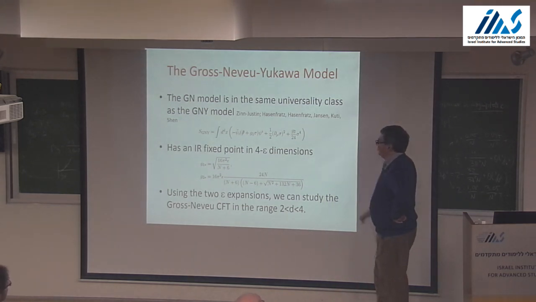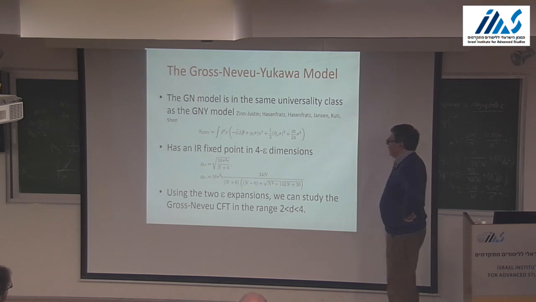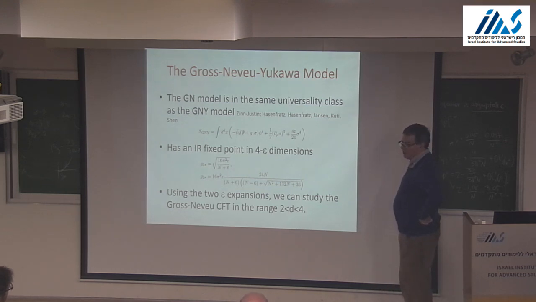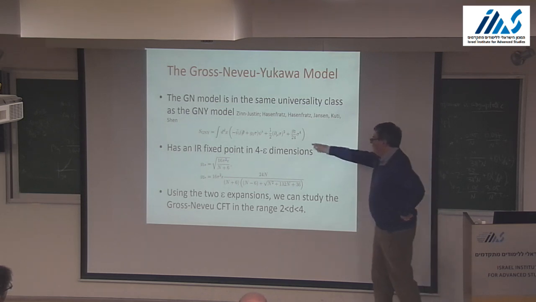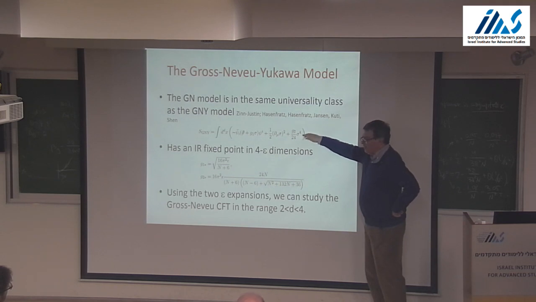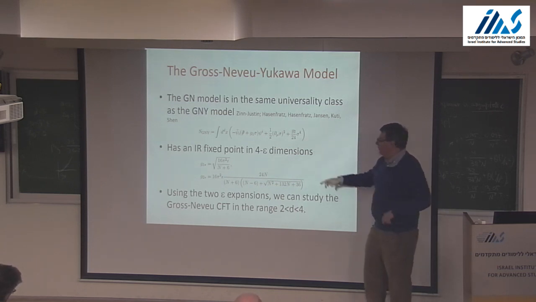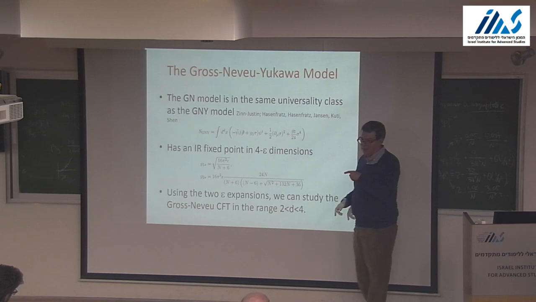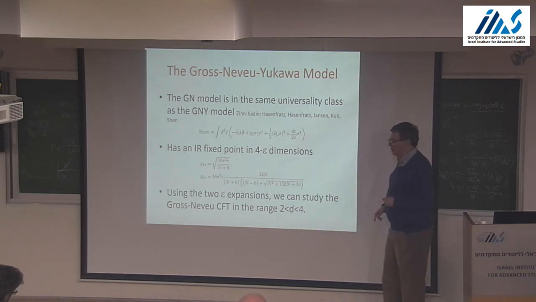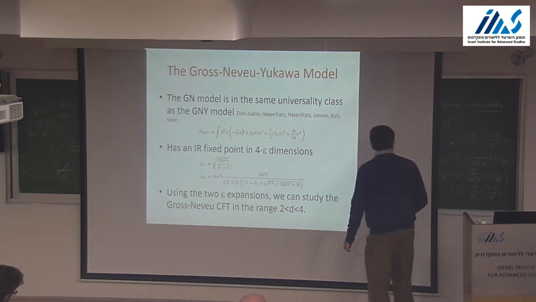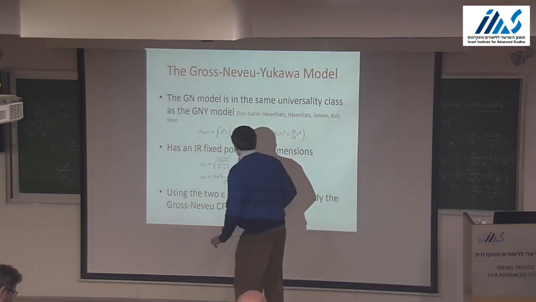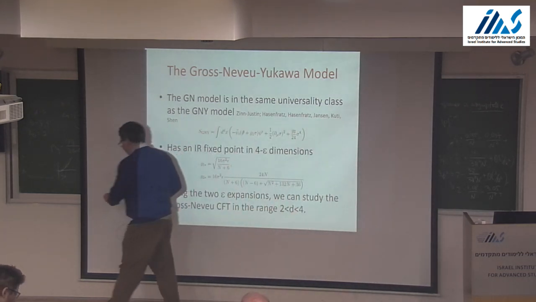I think this was first pointed out by Zinn-Justin, and he was the one who called it the GNY model, or Gross-Neveu-Yukawa model. Its connection with the Gross-Neveu model is that if you add the sigma squared term, the mass term, you perturb this fixed point by sigma squared, and you will generate the psi bar psi squared term.